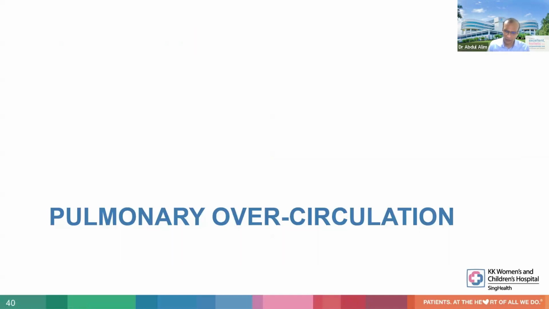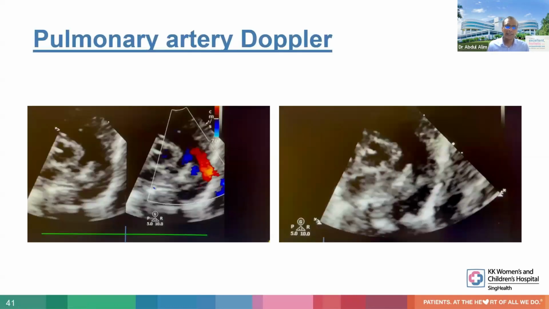Okay. So that first two parts ends the shunt assessment as well as the left heart volume overload assessment. The next is measurements and indices for pulmonary overcirculation. As I said earlier, getting an accurate pulmonary Doppler is important.